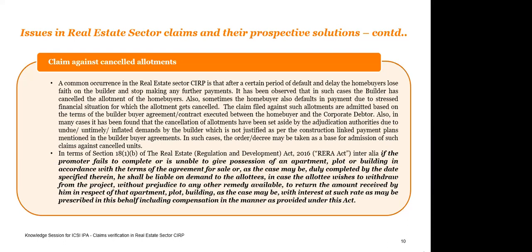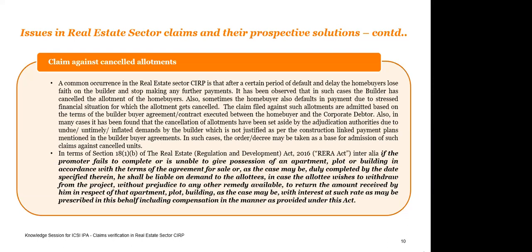So in some of the cases, we can see that the home buyers stop making any payment because the construction has been stopped or is taking a longer time or delayed. So they lose faith and they don't make any further payments. Now in this situation, what the builders do is they cancel the allotment of the home buyers.